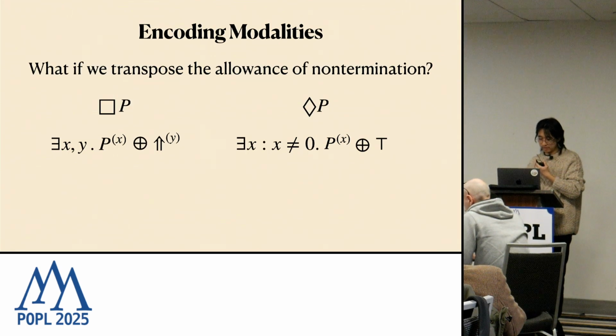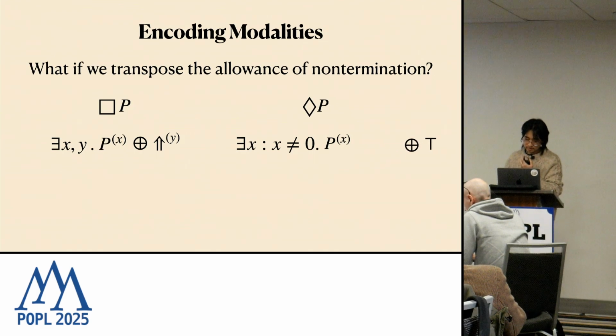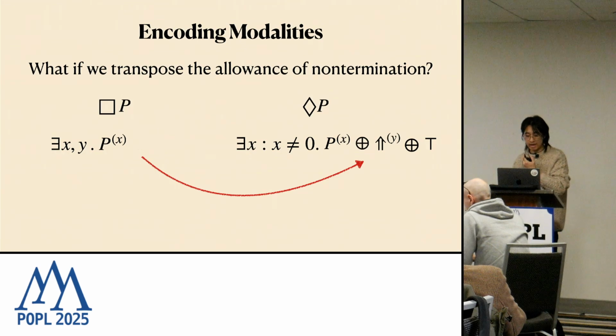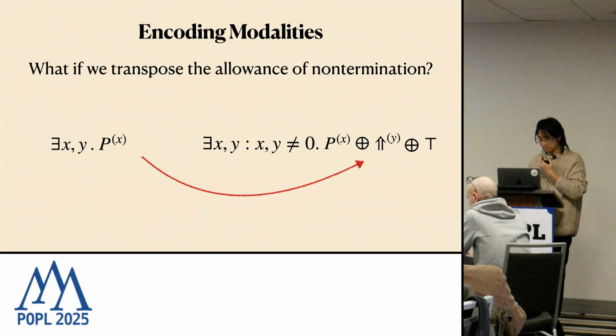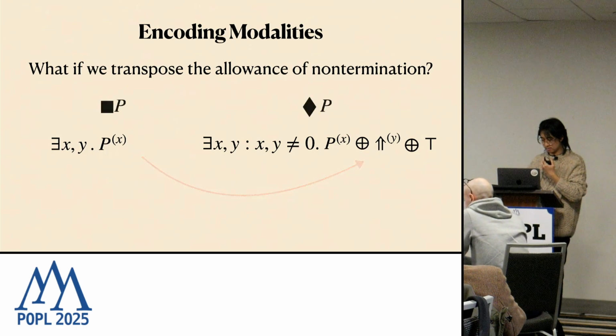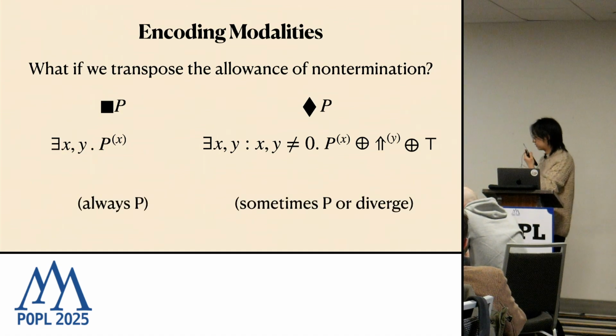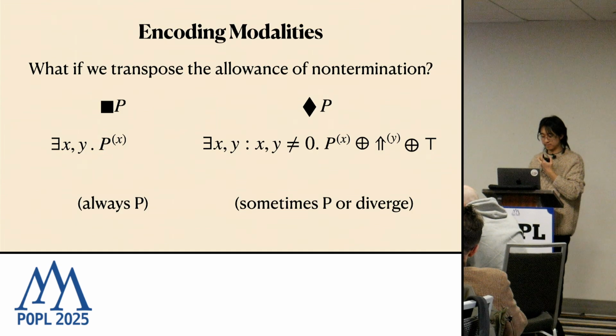But if we take a look at these encodings and we choose to transpose this allowance of non-termination in each of these modalities, we arrive at a slightly different set of modalities that we will represent as such. And what this ends up representing is that P always holds with no allowance of non-termination, and that P sometimes holds, or it may diverge.